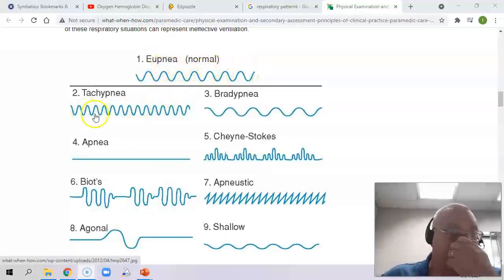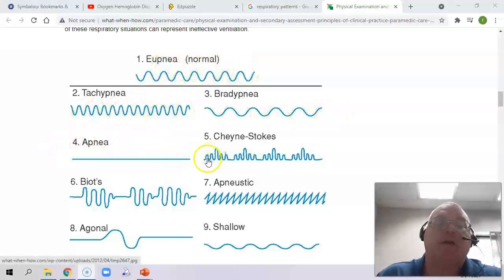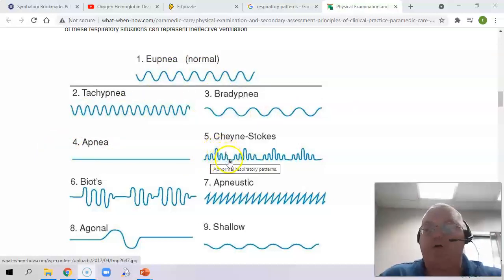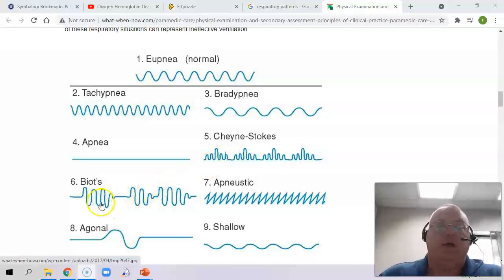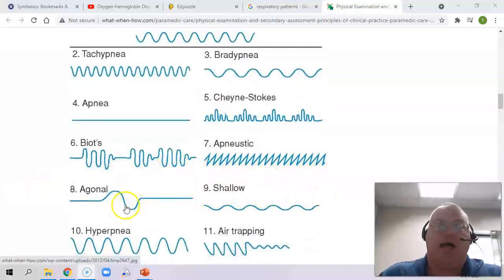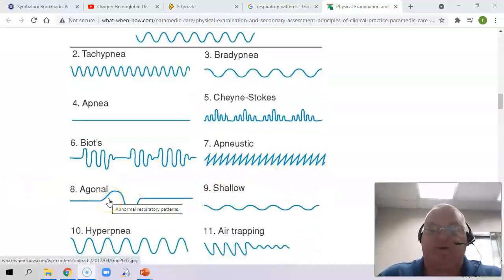Again, this is our normal breathing. We're breathing fast, we're breathing slow, we're not breathing. But again, the Cheyne-Stokes pattern is here. They start small, get bigger, get really big, then get small, and then it goes back to nothing at all. Usually the disease process involved is kind of like a dying respiration, if you will. Biot's respiration is really deep respirations followed by periods of apnea, usually involved in trauma. Same way with apneustic. These are usually all involved with trauma. Agonal breathing, of course, is gasping for air.